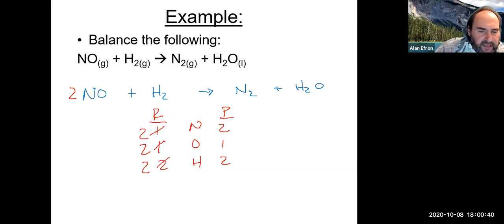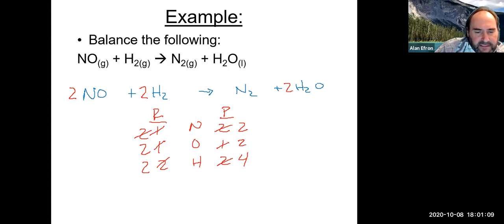And this usually happens: as you balance one thing, you screw up something else. So we will then probably balance our oxygen, which is probably the easy thing here, and put a 2 in front of it. On the right hand side, we now have two nitrogens, two oxygens, and 2 times 2 is 4 hydrogens. So we fixed our oxygens, messed up our hydrogen.